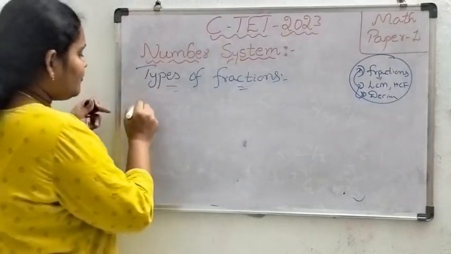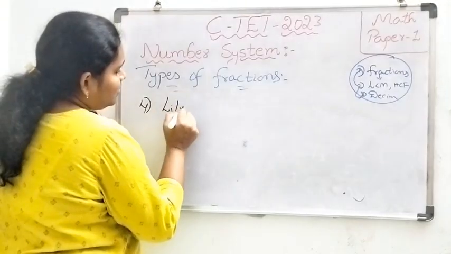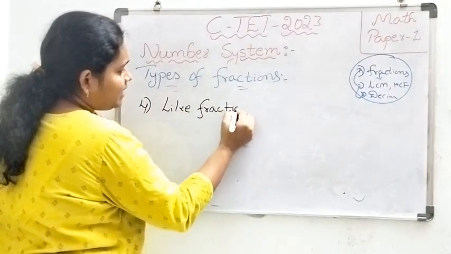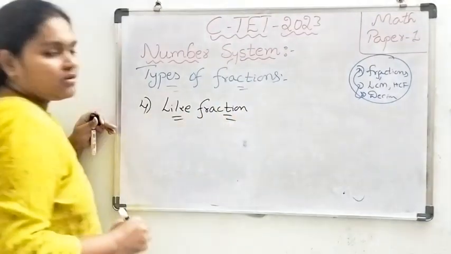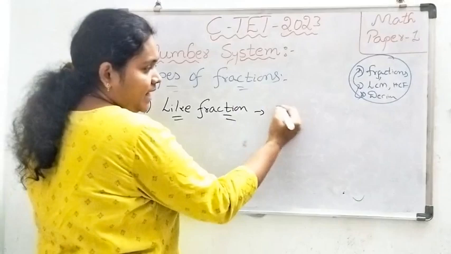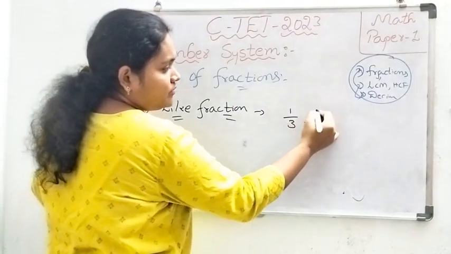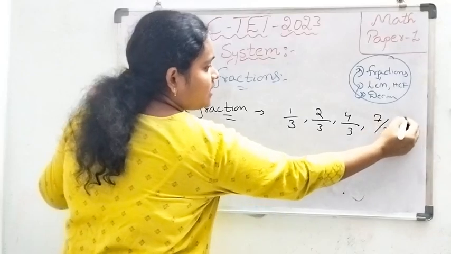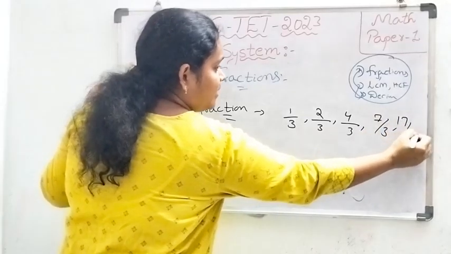So what are like fractions? The fourth one, in the different types, is the like fraction. What is meant by like fraction? For the like fraction, see 1 by 2, 2 by 3, 4 by 3, 7 by 3, 17 by 3, and so on.